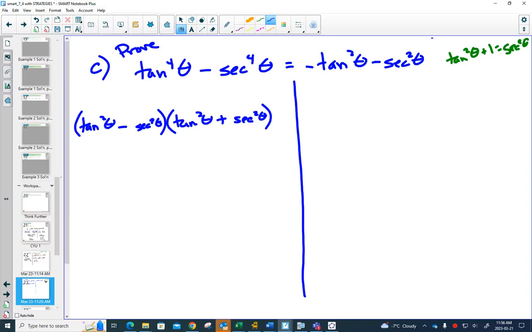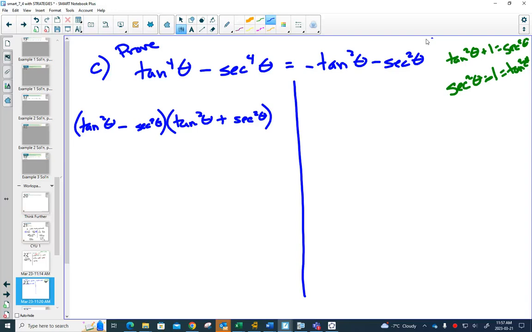Now, in one mental math manipulation, I'll do it in green. Can you see that you can get secant squared minus 1 is equal to tan squared? I can move the 1 over to the other side and get tan squared by itself and get secant squared theta minus 1. That would allow me to change any of my tan squared to secant squared minus 1.